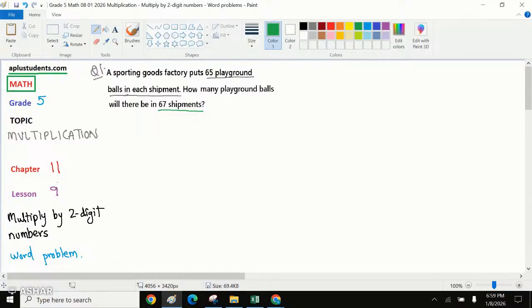So what we need to do is find the total number of balls in the shipment. So can we say we multiply these numbers together? 65 balls is multiplied by 67 shipments. So when we do multiplication, 7 times 5 is 35. And 6 times 7 is 42 plus 3 is 45.